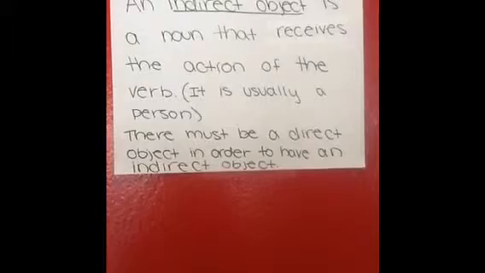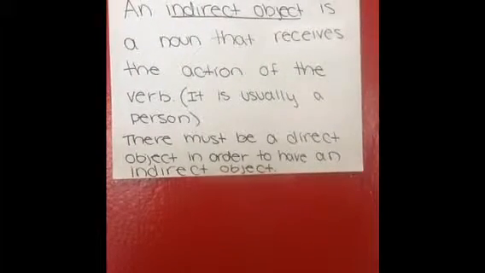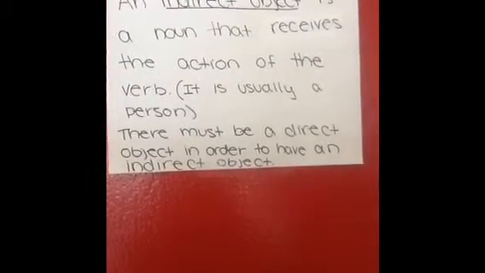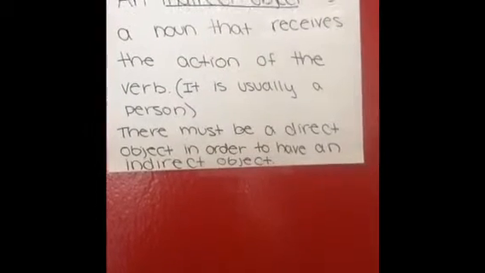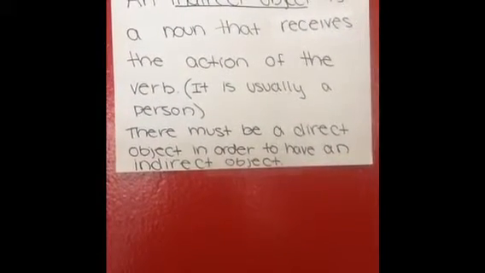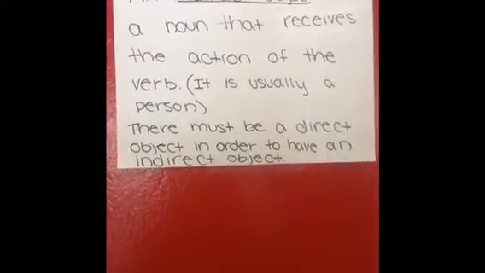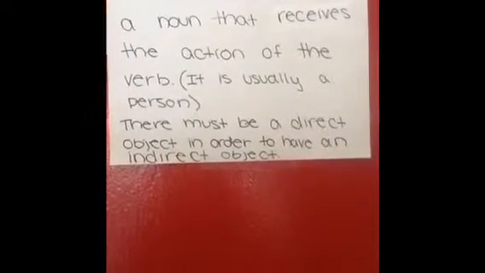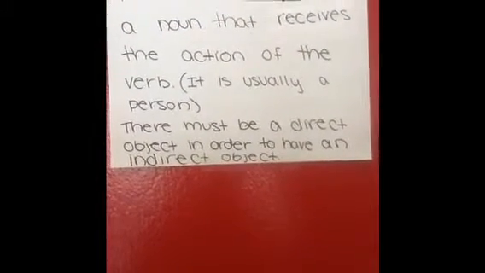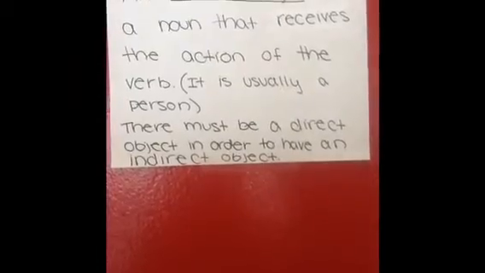Indirectos. An indirect object is a noun that receives the action of the verb. This is usually a person, but sometimes can be other things, like animals and occasionally an object. There must be a direct object in order to have an indirect object. A sentence can't stand alone with only an indirect object. It has to have a direct object in it too. Here are a couple of examples.